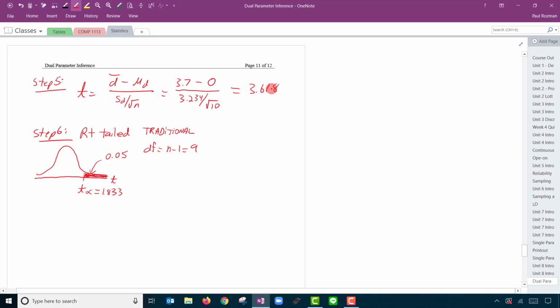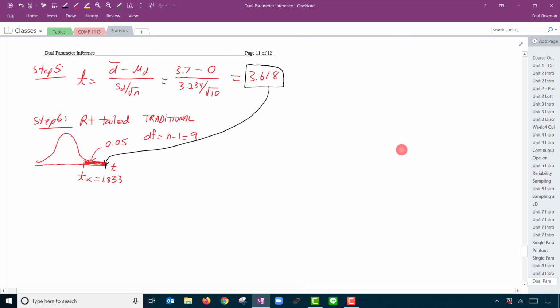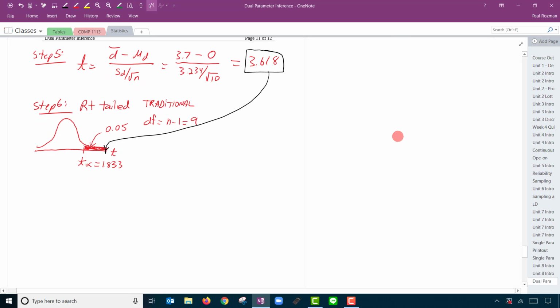You notice that our test statistic is quite a bit bigger than that. It lands way up here somewhere. So it's in the rejection region. Step 7, we will reject the null hypothesis. So it was pretty weird. It was weirder than I thought.